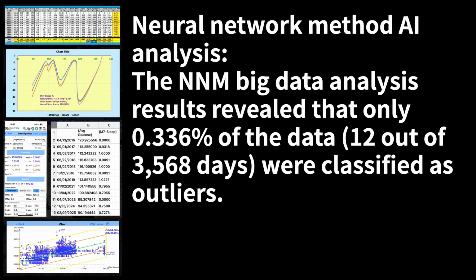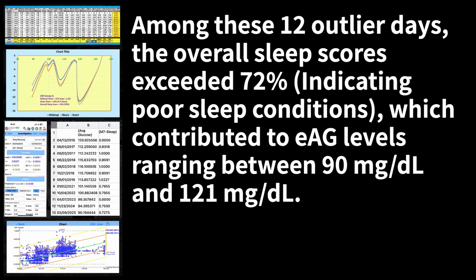Neural network method AI analysis. The NNM big data analysis results revealed that only 0.336% of the data, 12 out of 3,568 days, were classified as outliers. Among these 12 outlier days, the overall sleep scores exceeded 72%, indicating poor sleep conditions, which contributed to EAG levels ranging between 90 mg per deciliter and 121 mg per deciliter.